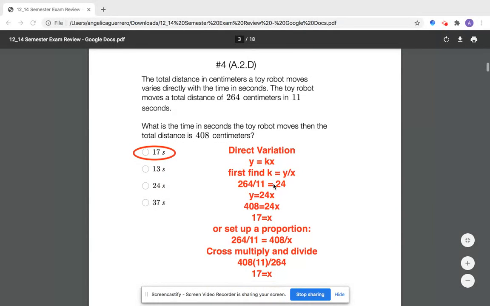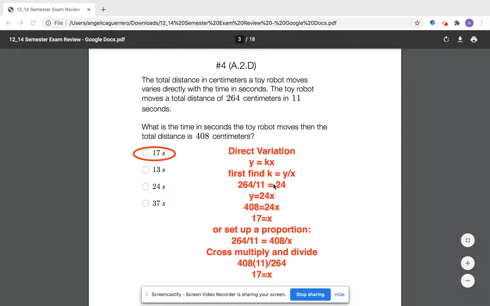Number 4, the total distance in centimeters a toy robot moves varies directly with the time in seconds. The toy robot moves a total distance of 264 centimeters in 11 seconds. What is the time in seconds the toy robot moves when the total distance is 408 centimeters? So this is a direct variation equation.